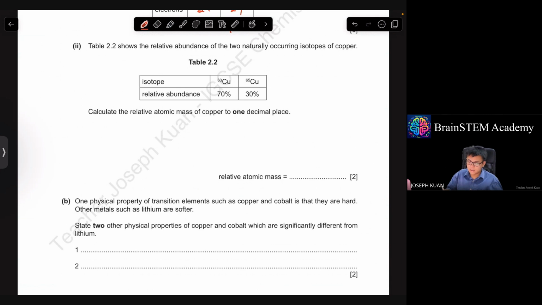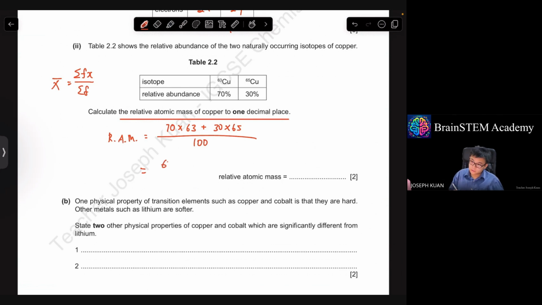Next, the table shows the relative abundance of the 2 naturally occurring isotopes of copper. Calculate the relative atomic mass of copper to 1 decimal place. Essentially, relative atomic mass is just like calculating the mean mass of the atoms. So to find it, simply take the percentage abundance multiplied by the mass, sum them together, then divide by 100. That makes a grand total of 6360 divided by 100, you get 63.6.